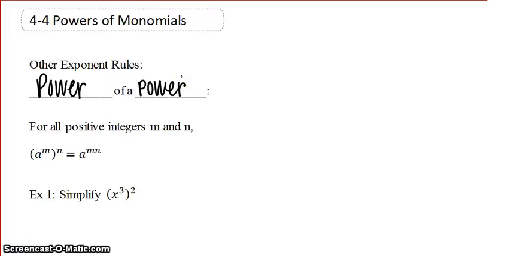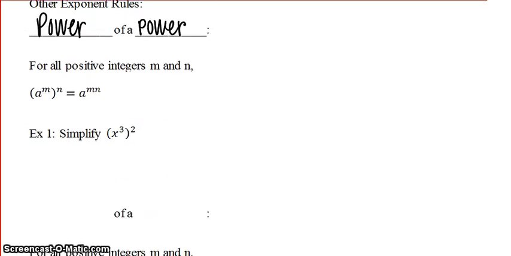And it says for all positive integers m and n, if you have a to the m in parentheses raised to the n, that's a power to a power, that's what we call it, then you would multiply the exponents together to get your new exponent. Okay? So again, you need to have the parentheses for it to be a power to a power. So if we have the example x to the third to the second, we're going to take 3 and 2 and multiply it. So we're going to have x to the 6th.